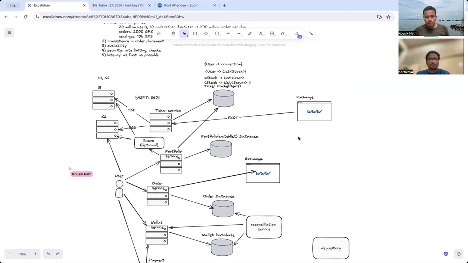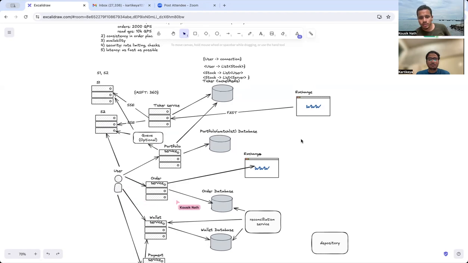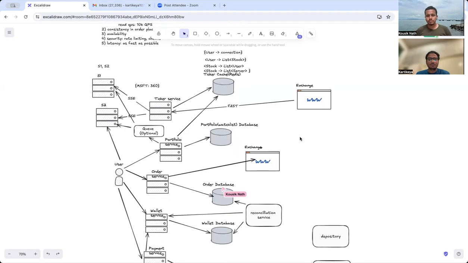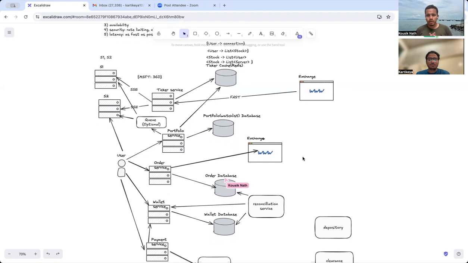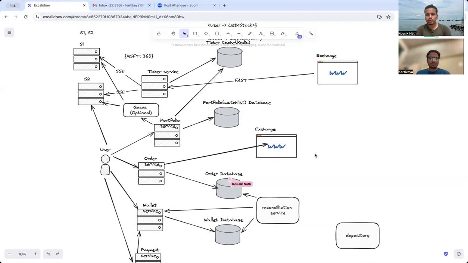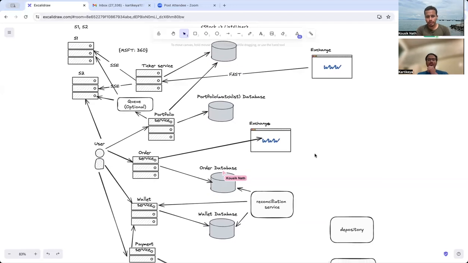Okay. So now there are different databases: the order database, wallet, and portfolio also. How can we actually scale them? How can we partition the data? Because I'm assuming that we'll need some level of partitioning because we have millions of users. So what do you think?